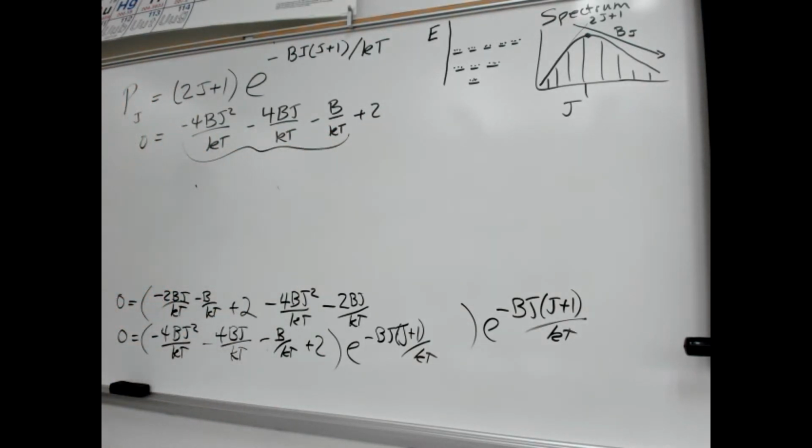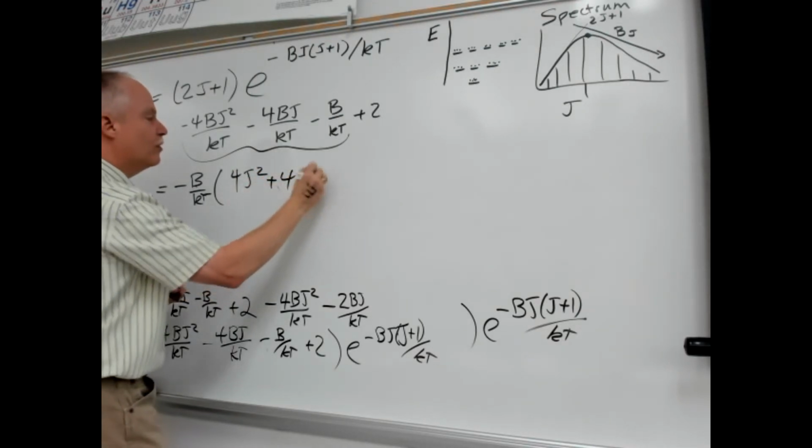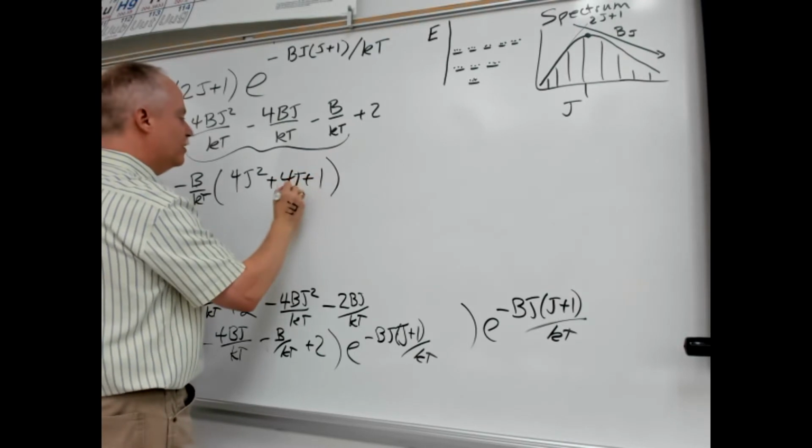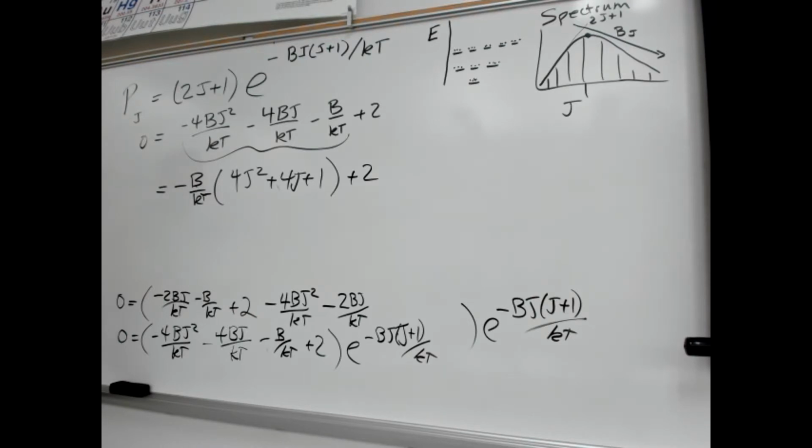Just forget that 2, okay? We could pull a minus b over kt out of there, okay? And we end up with j squared plus j plus 1 over 4, yeah, 4j squared plus 4j plus 1. All right. That's a square. Yeah, that's an interesting one. That's 2j plus 1 squared.